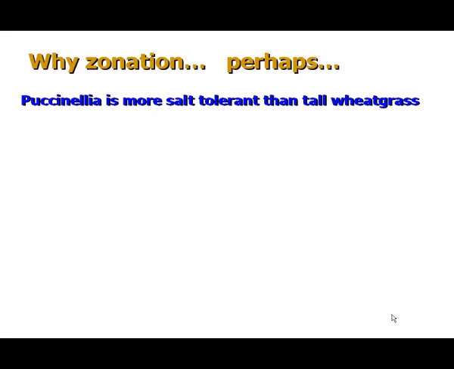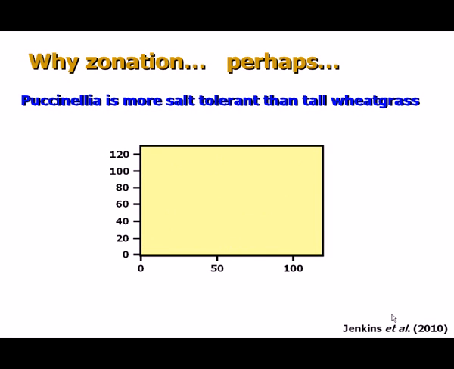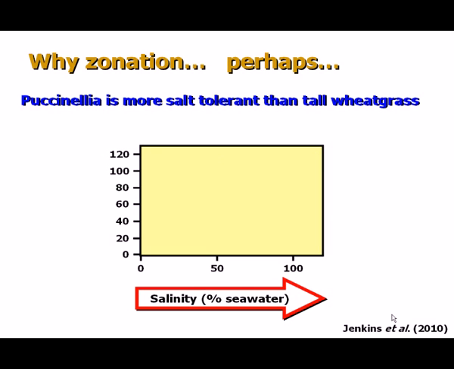Perhaps Puccinellia is more salt tolerant than tall wheatgrass. This is an idea that's actually been widely promoted in the literature, and I've probably been responsible for some of it. So Summer is now going to do you an experiment in the glasshouse, in which she's going to grow plants with different levels of salinity.